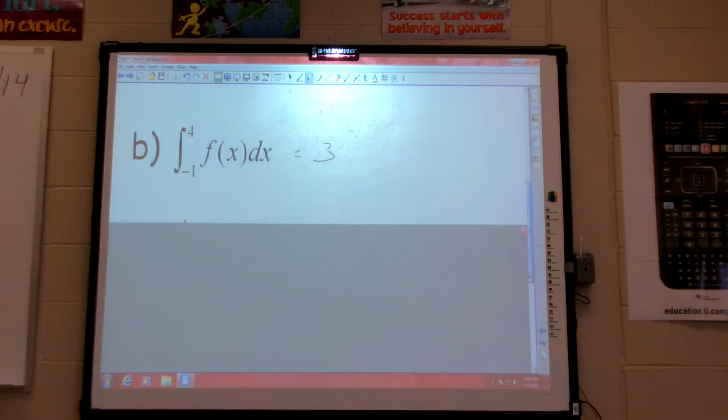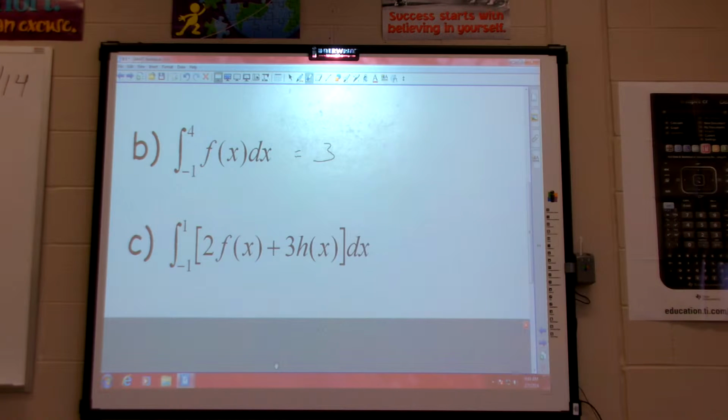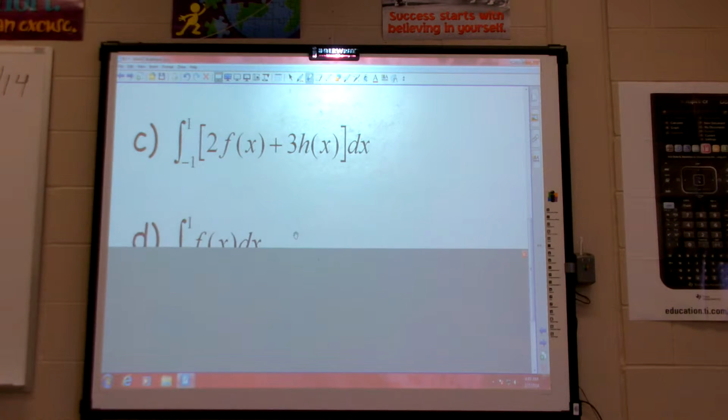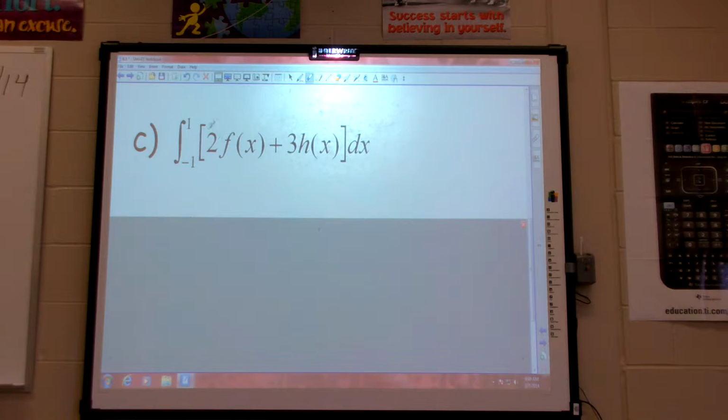Okay, next. Negative 1 to 1 of 2f of x plus 3h of x dx. Let's use two properties at once. I'm going to use the one where I split them up, but I'm also going to use one where I pull out a constant. So I have negative 1 to 1 of f of x dx plus 3 times negative 1 to 1 of h of x dx.